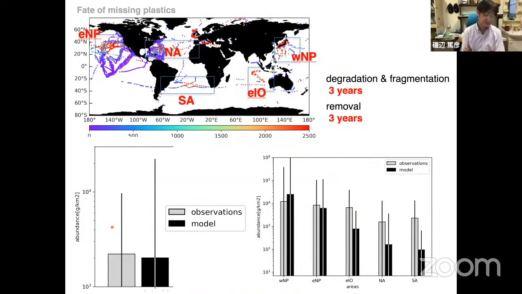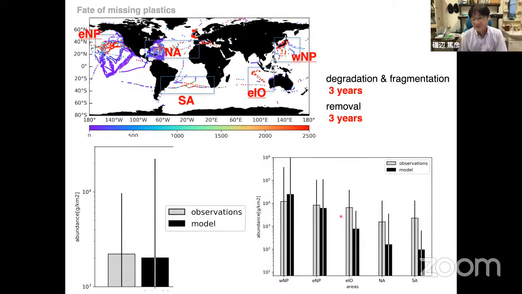This result can be compared with mapping that I've shown in the first topic. Lower left panel shows the abundance of the microplastic in observation shown by the gray bar, and microplastic abundance in the model shown in the black boxes. You can find that both are very comparable with each other. So, to be honest, the result of the spatial variation is not well reproduced.